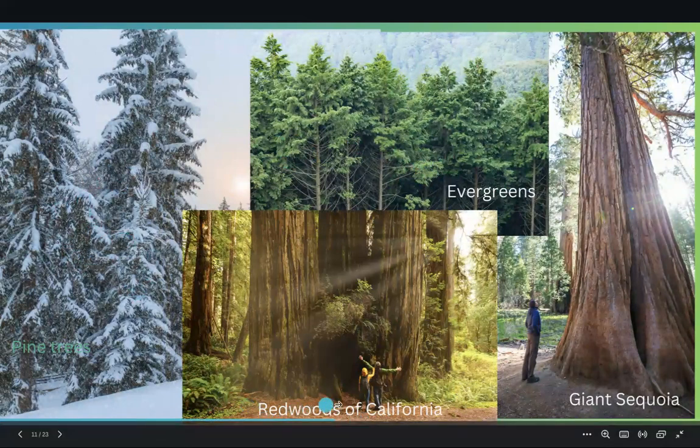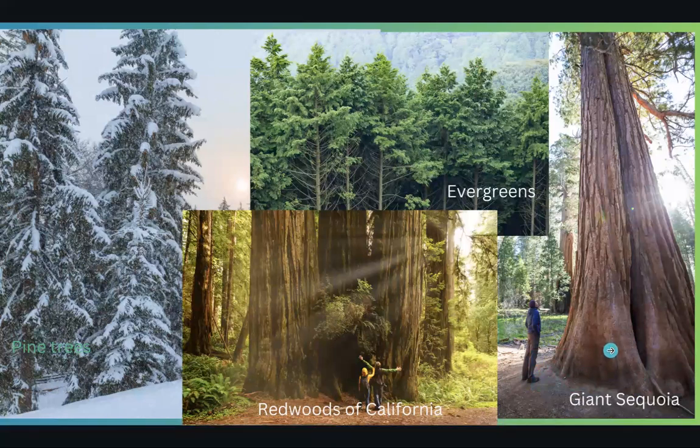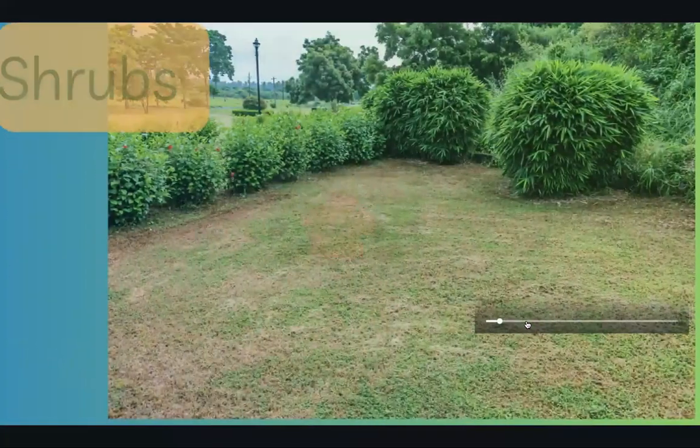And then we have redwoods of California. Redwoods, they are one of the biggest. Look at how these two people are kind of like measuring how big the trunk is. And we have a giant sequoia. This is, I think, the tallest of all trees. That's why it's called a giant, probably. Okay. All right. So those are examples of trees.